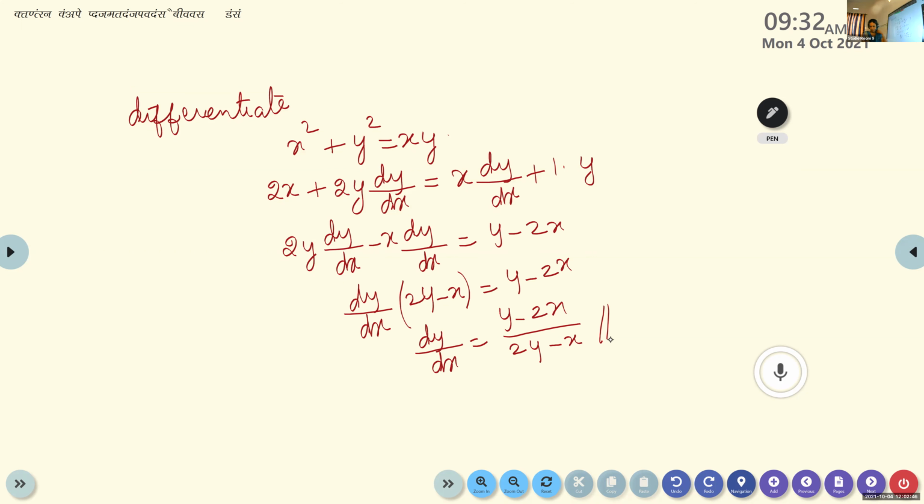Is it okay? Is it clear, children? Aishwarya? Okay, start doing the questions. Okay, implicit and all.